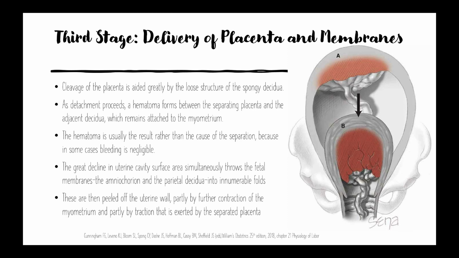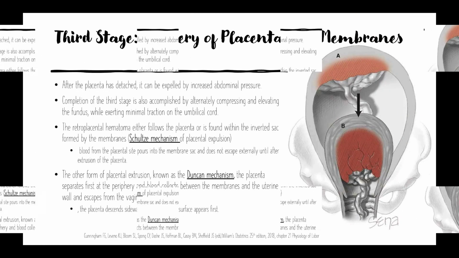The hematoma is usually the result rather than the cause of the separation, because in some cases bleeding is negligible. The great decline in uterine cavity surface area simultaneously throws the fetal membranes, that's the amniocorion and the parietal decidua, into innumerable folds, such as this one. Okay, it becomes folded upon itself. And these are then peeled off the uterine wall, partly by a further contraction of the myometrium and partly by traction that is exerted by the separated placenta.